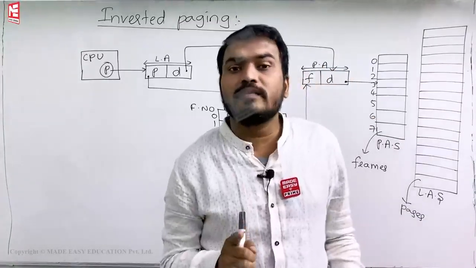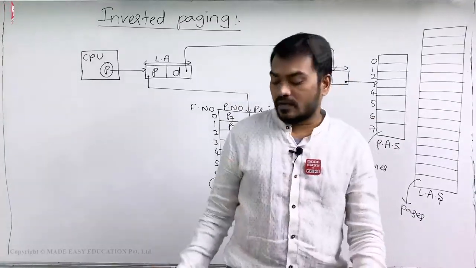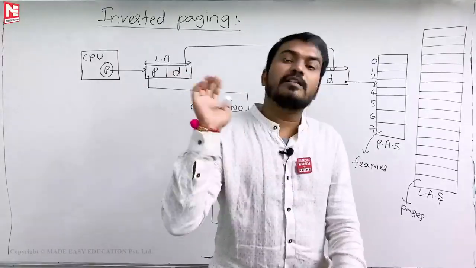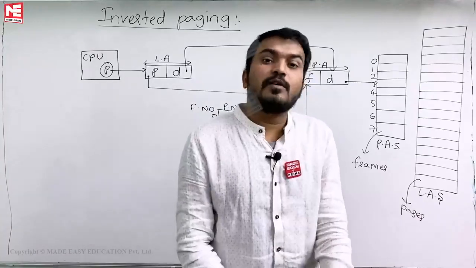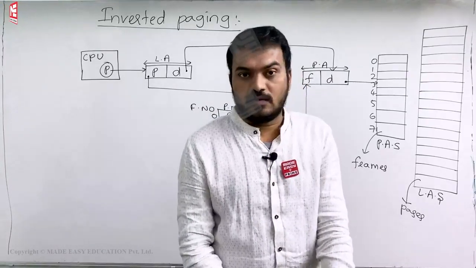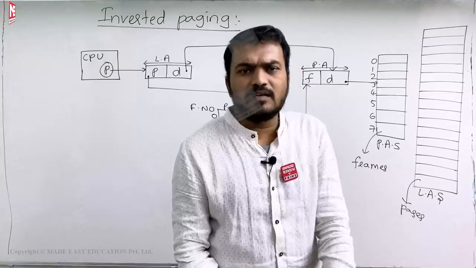Only one page table will be maintained for all the processes. Is that clear for everyone? Right. So how are we going to implement that? That we are going to study now. Okay, this is simple and very easy.